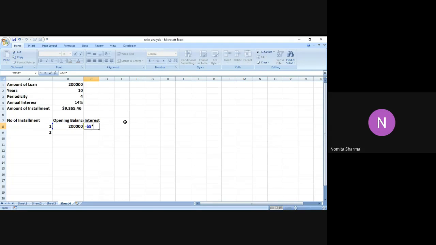B8 multiplied by the rate, which is your 14%, and I have to also divide this particular rate with the periodicity. So in this case, I will be fixing the columns used for the annual interest rate and the periodicity. So I will simply multiply the opening balance with the, let me just write that. So I say dollar, I say B4. B4 is your annual interest rate. So I say dollar B, then again dollar sign, and then 4, divided by again dollar sign B, dollar sign, and 3.